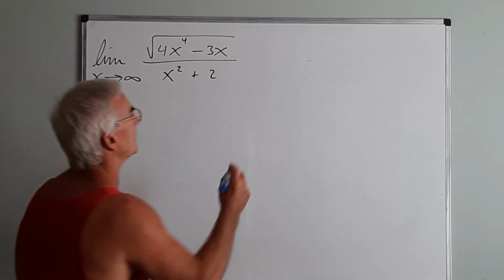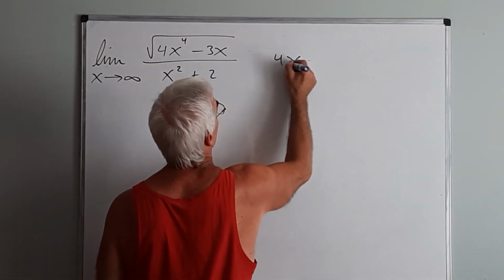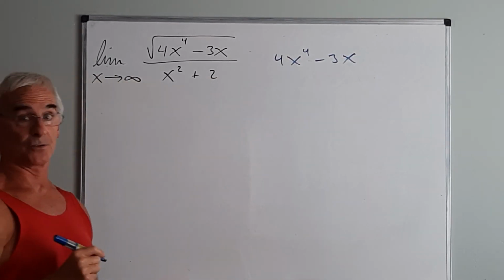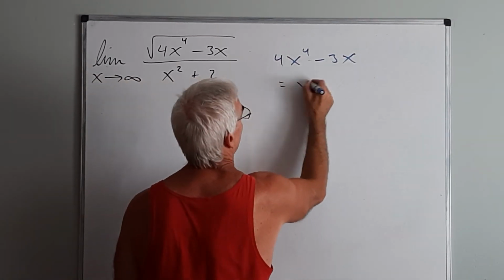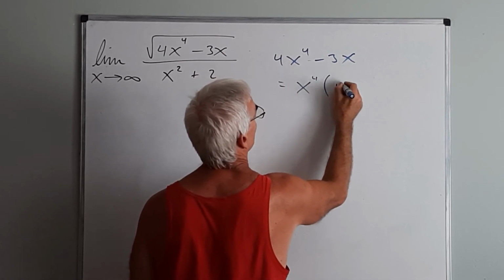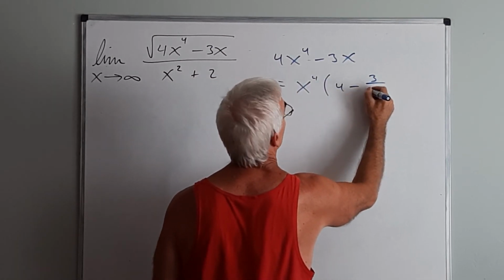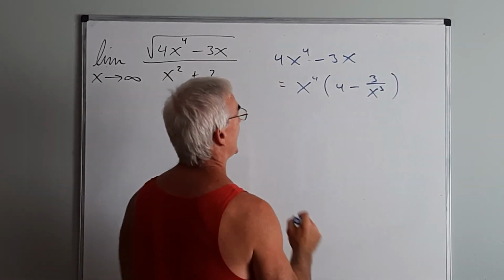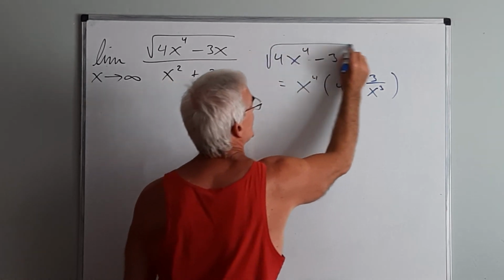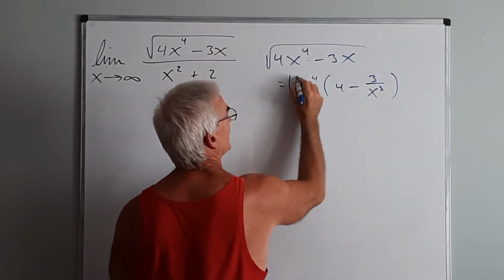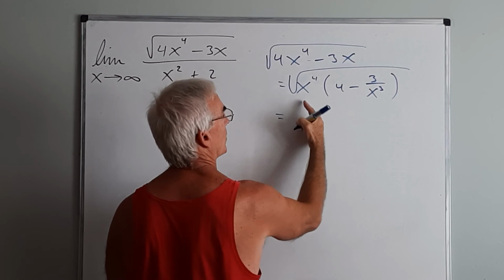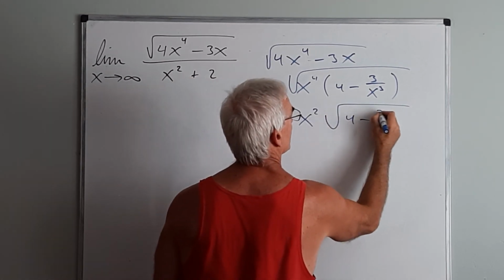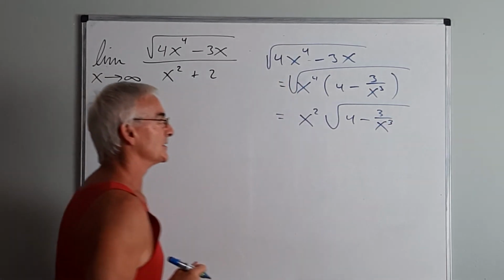Well, let's look at the 4x to the 4th minus 3x term to start with. I want to factor out x to the 4th. So if I factor out x to the 4th, that would leave me with 4 minus 3 over x cubed. So I know this is a true statement. Secondly, if I said, well, then what's the square root of this? Well, then that would be the square root of this, and the square root of x to the 4th would simply be x squared. So here's the key to doing this.